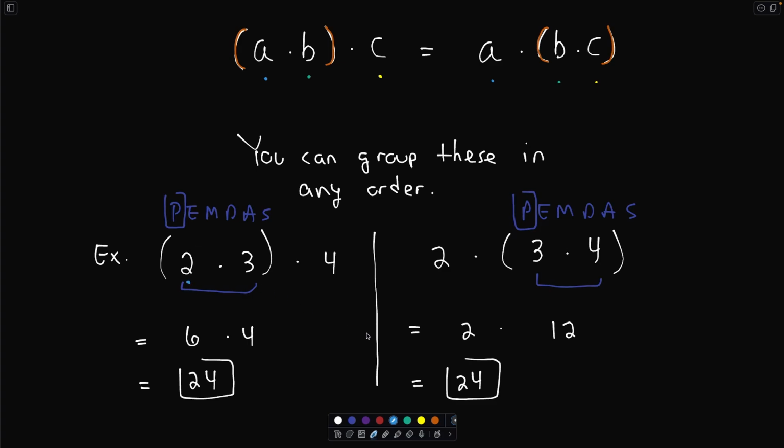Because here's our A, here's our B, here's our C. And on this side, A and B and C are right here. The only thing that changed is the location of parentheses, and the law stays true because we got the same thing.